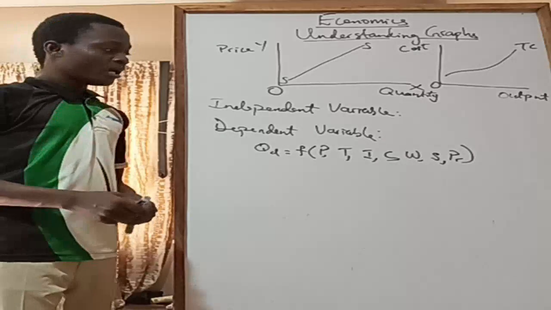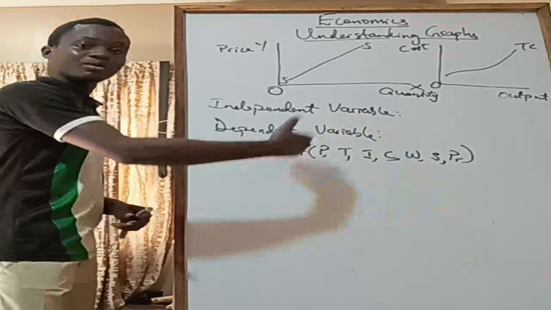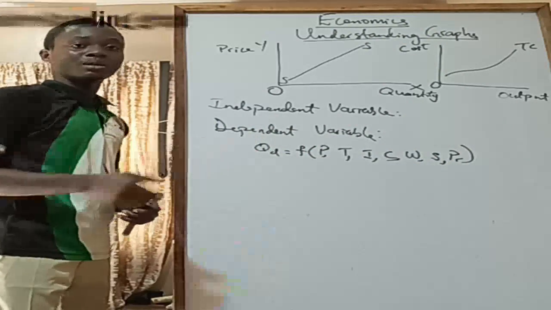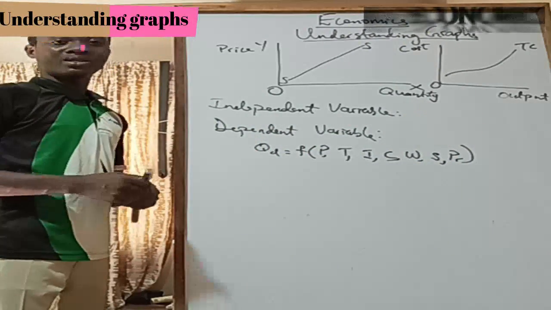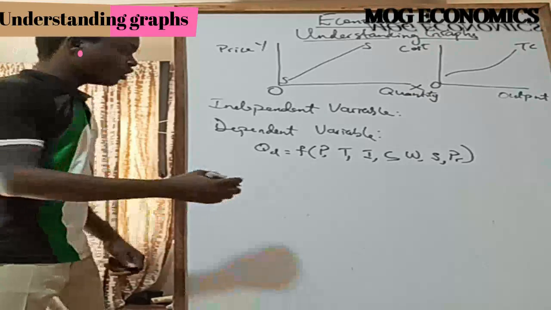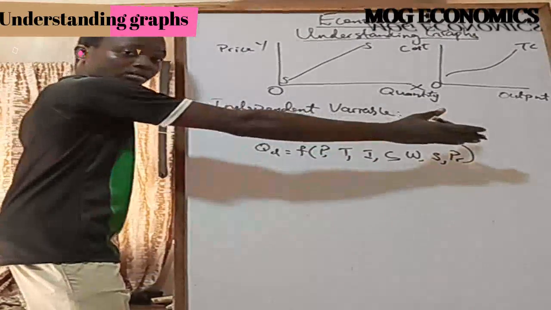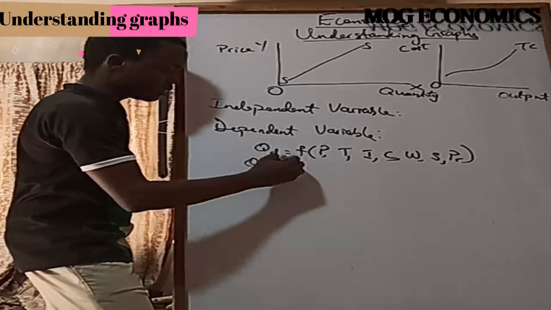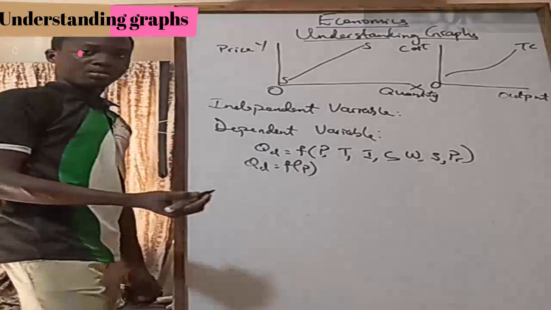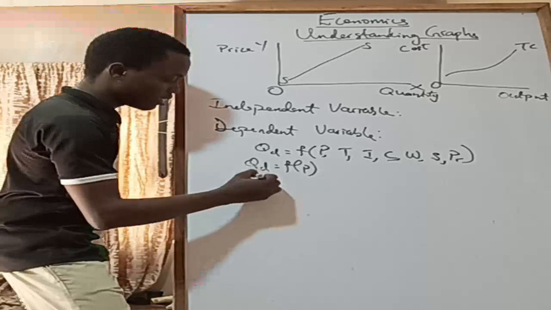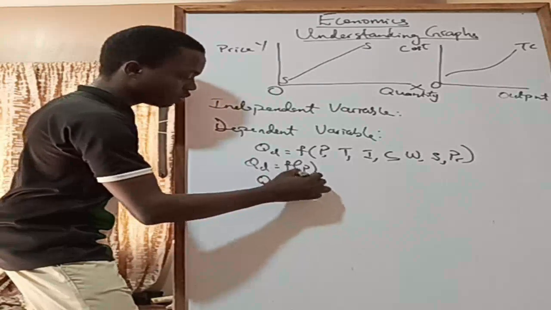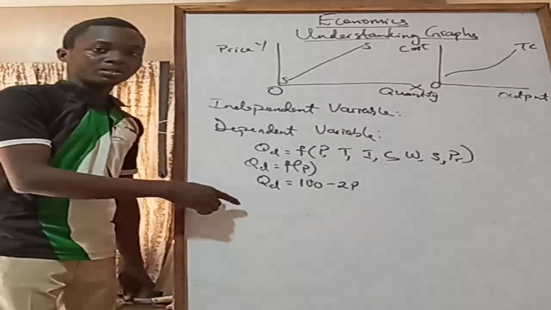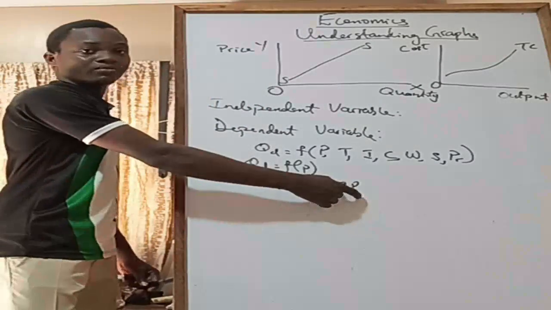So a model will now say, okay, try to factor in all of these things in the explanation of what is going to happen to quantity demanded. Then why not just pick one variable, right? This is already a model, right? Then a simplified one will now be, okay, QD is a function of price. Do you understand? And here you will now have QD equals maybe 100 minus 2P. So this has limited quantity demanded to only being a function of the price of the commodity.